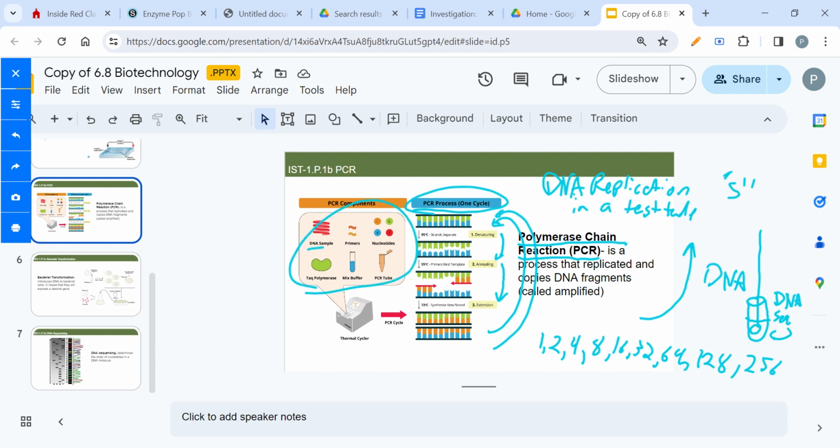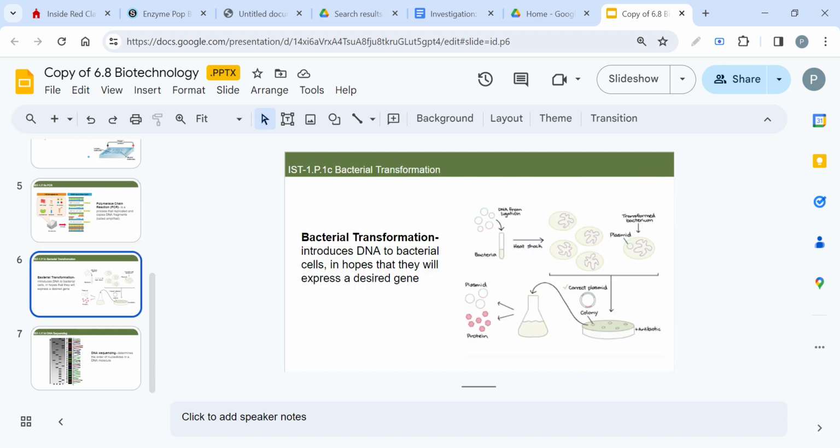So basically your DNA, your primers are there in order to start the sequence. Your nucleotides are there to build the new DNA. This polymerase is going to be used to make the actual new sequences of DNA. The buffer is just there for a solution to work with. And guess what? You do it in a PCR tube. All this stuff together, and this really cool experiment makes this whole process happen. So neat. Okay, so then you have bacterial transformation.